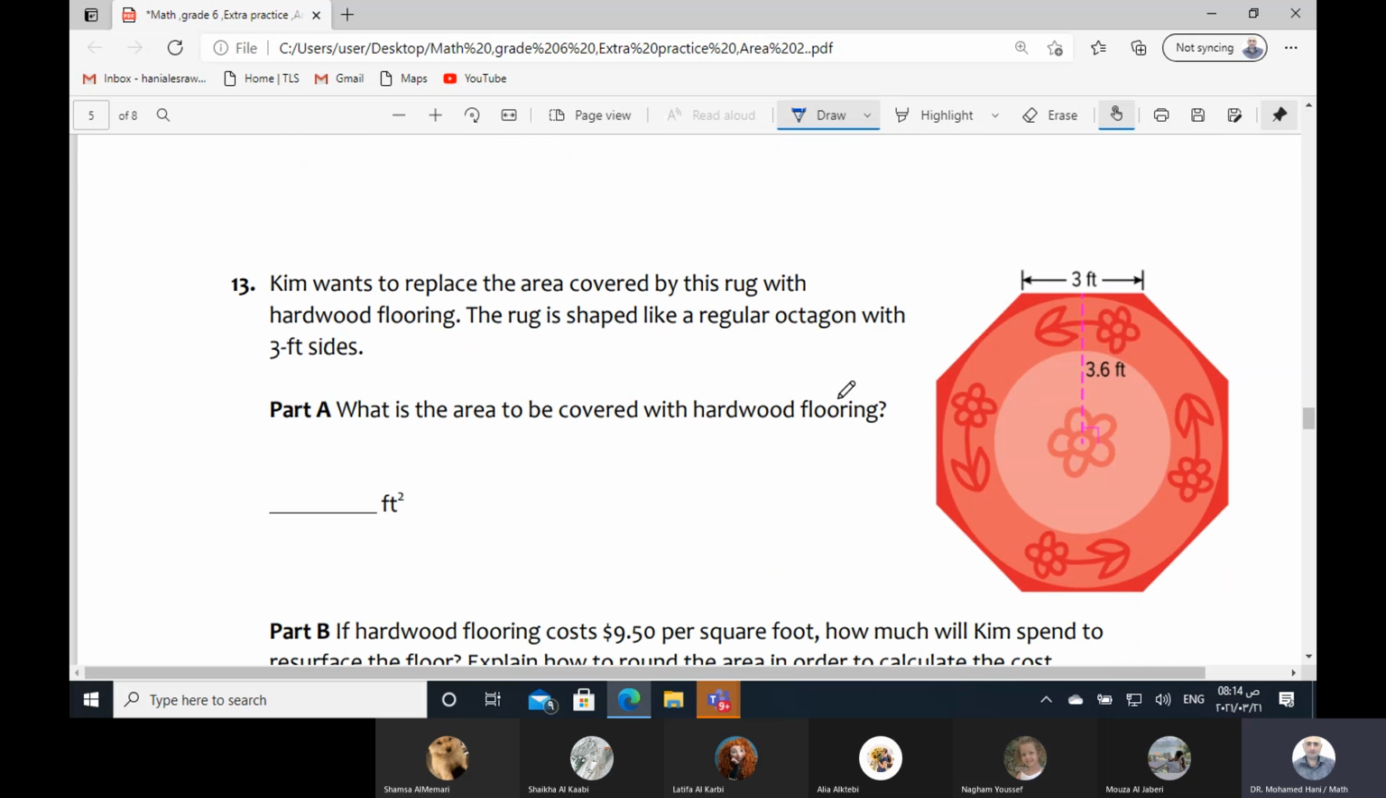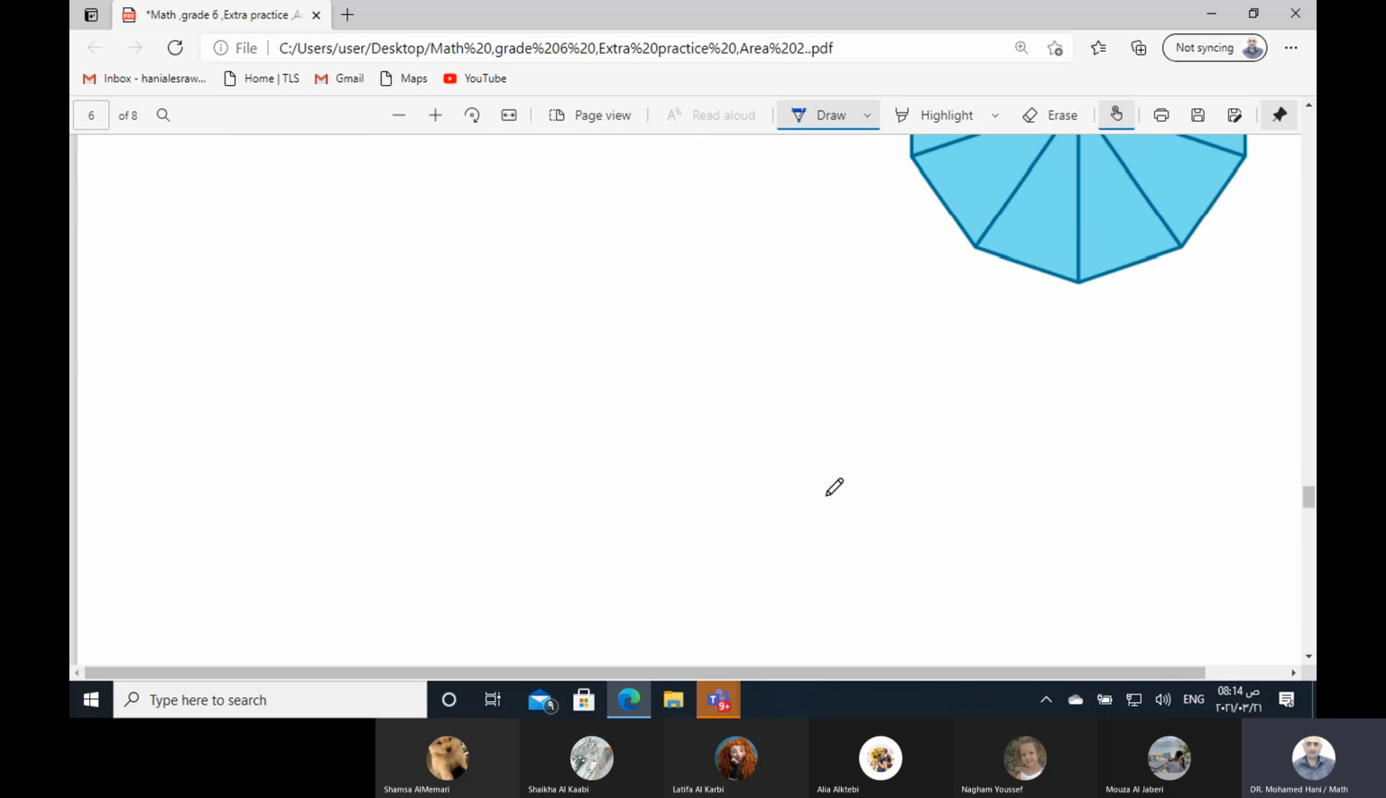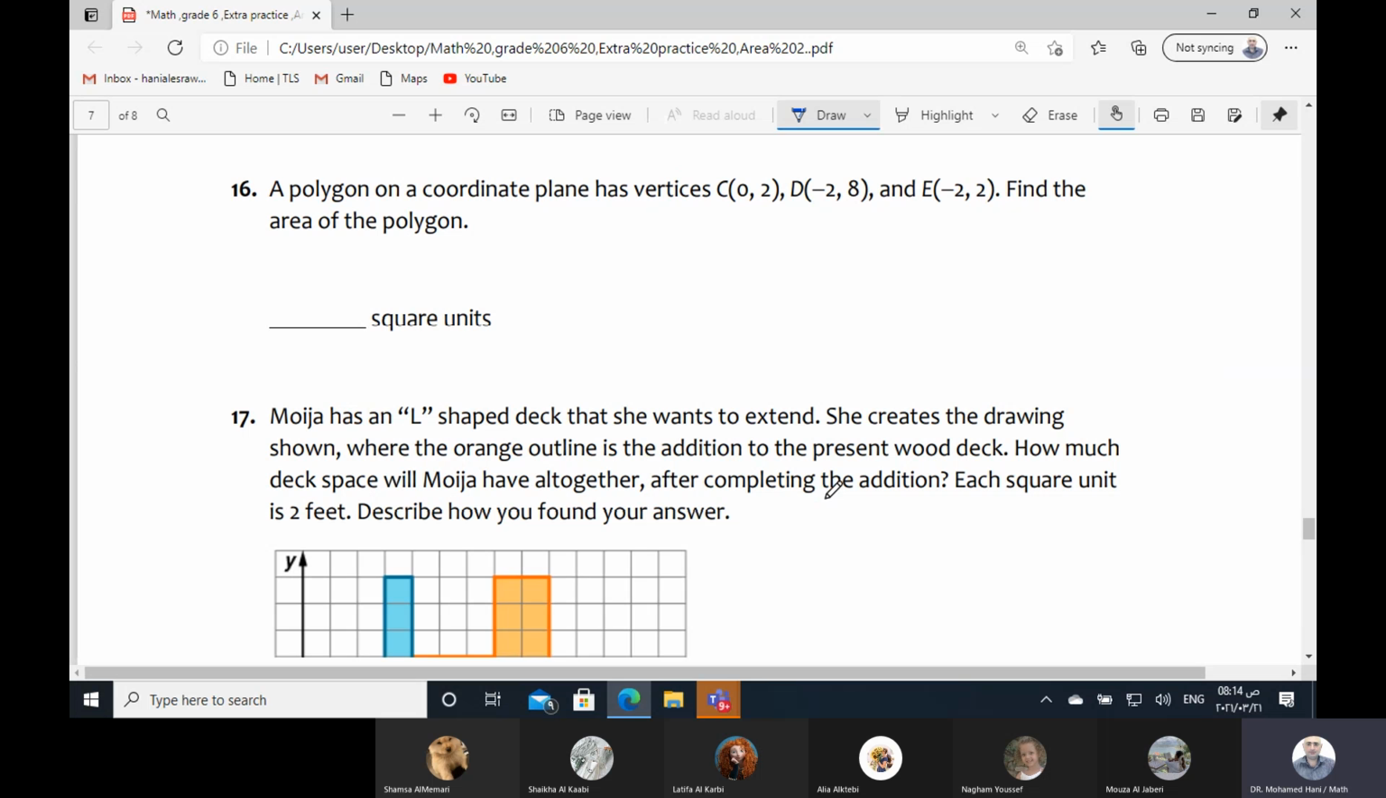And here the same idea. Right here, exercise number 16. A polygon on a coordinate plane has vertices. We have C (0, 2), B (-2, 8), and E (-2) to find the area of the polygon. I want from all to draw the coordinate plane, then represent the points, then match between them, and you will find a triangle. Then I want from all to find the area of this triangle, please. Start, please.